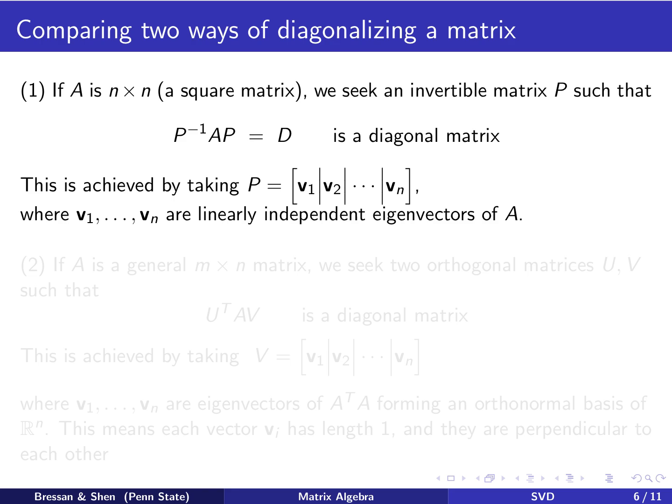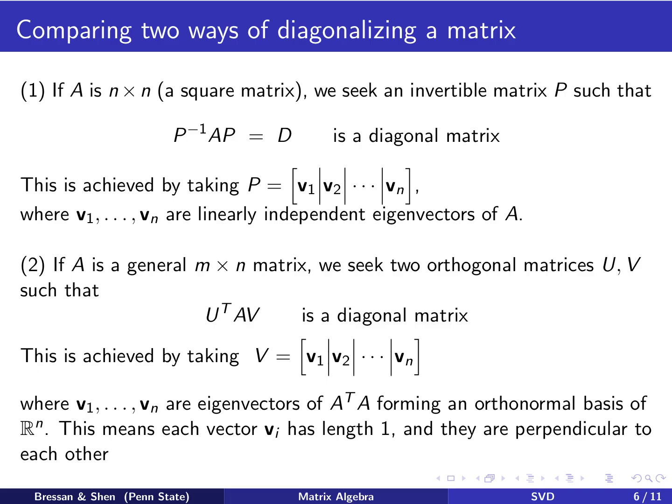Now let's have some spin-off discussion. Since we carried out diagonalization of matrices of different types, let's make a comparison. If A is a square matrix, we would seek an invertible matrix P such that P inverse times A times P is a diagonal matrix. This is achieved by taking the matrix P as the collection of all the eigenvectors v1, v2, ..., vn, which are linearly independent eigenvectors of A.